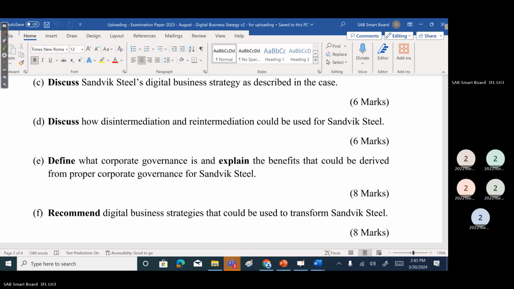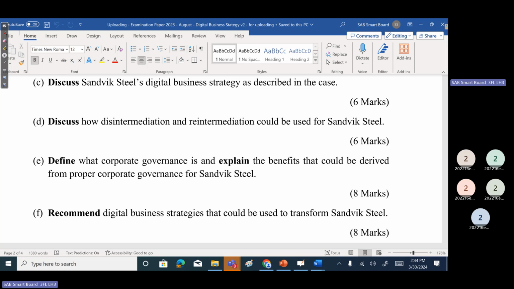Example, rather than using traditional marketing avenues, you have to use what? Facebook advertising. That's reintermediation. Then what's countermediation? Introducing a new intermediary or your own intermediary. You have your own subsidiary as an intermediary. That's what is called countermediation. Very good. So see how we can apply that to Sandwich Steel.